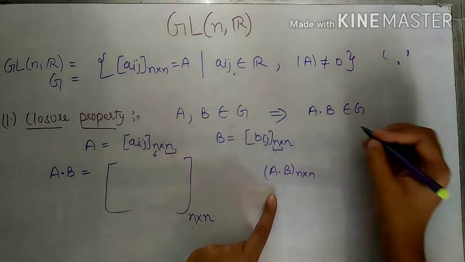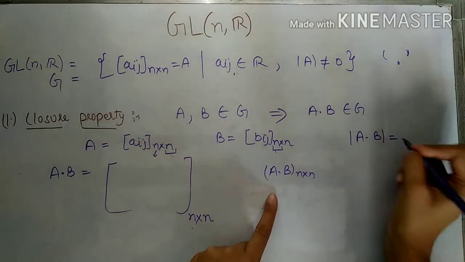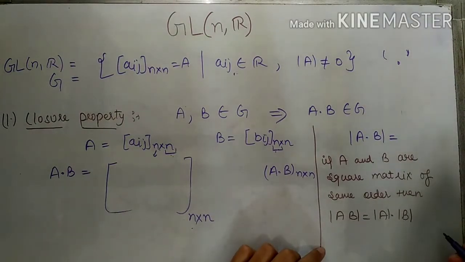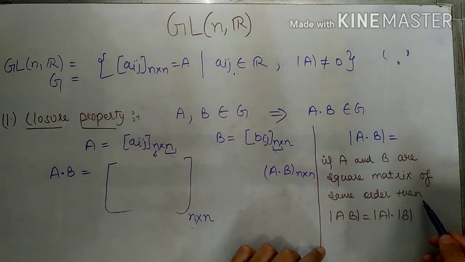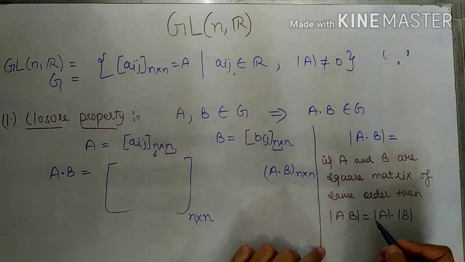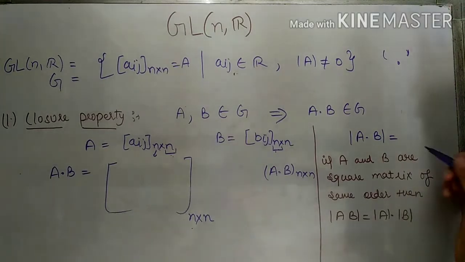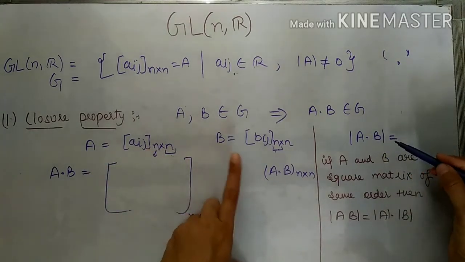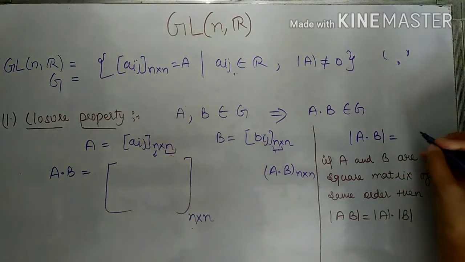Next, we are to check their determinant, that is the determinant of the matrix A dot B. Guys, we have the property of determinant that if A and B are square matrices of the same order, then the determinant of A into B is equal to the determinant of A into the determinant of B. Here A is a matrix of order n by n and B is also a matrix of order n by n. So we get that the determinant of AB should be equal to the determinant of A into the determinant of B.